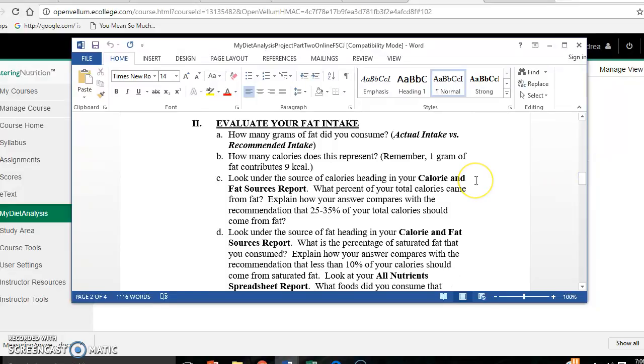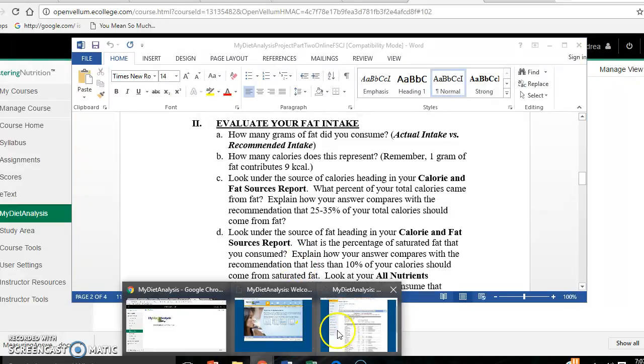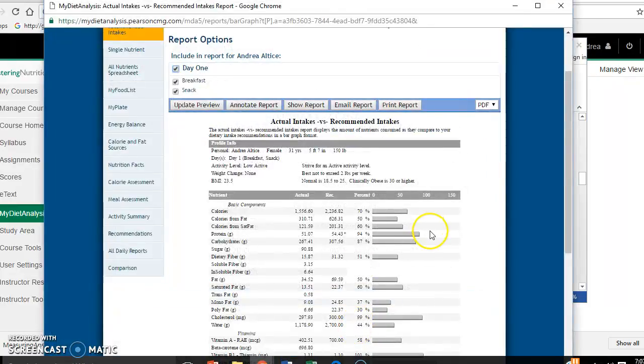Now the second section is dealing with evaluating your fat intake. And again, you're going to use the actual intake versus the recommended intake to see how many grams of fat you consumed. And again, you're just looking at the fat, not the saturated, the trans, the mono, or the poly. Only the fat grams.